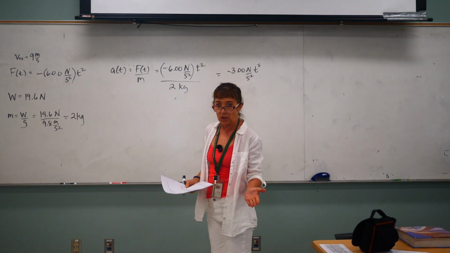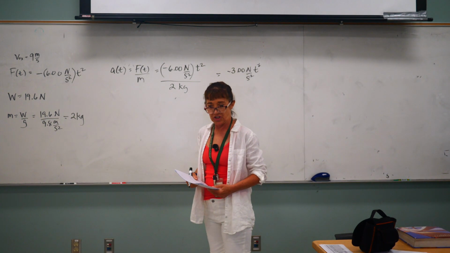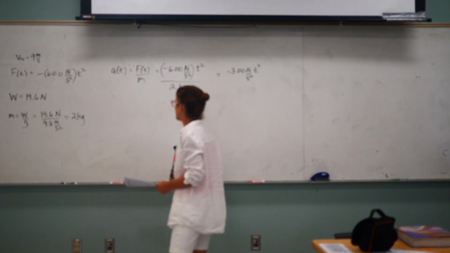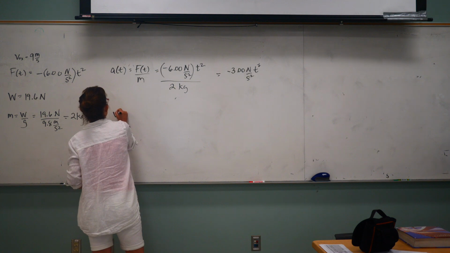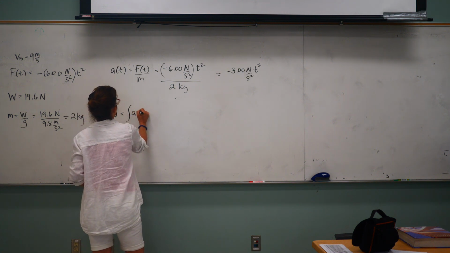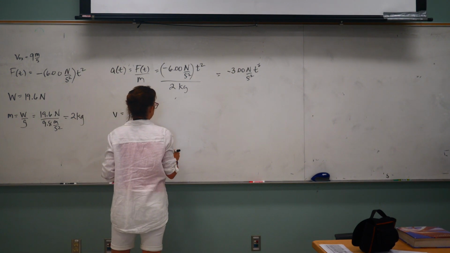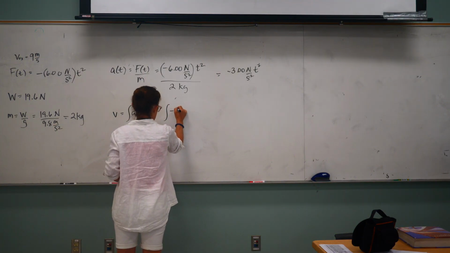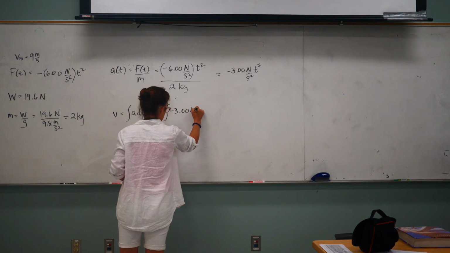Now we're going from acceleration to position, and we are going to want to integrate this time. All right. So we have v equals the integral of a dt. So we have the integral of negative 3.00 newtons.